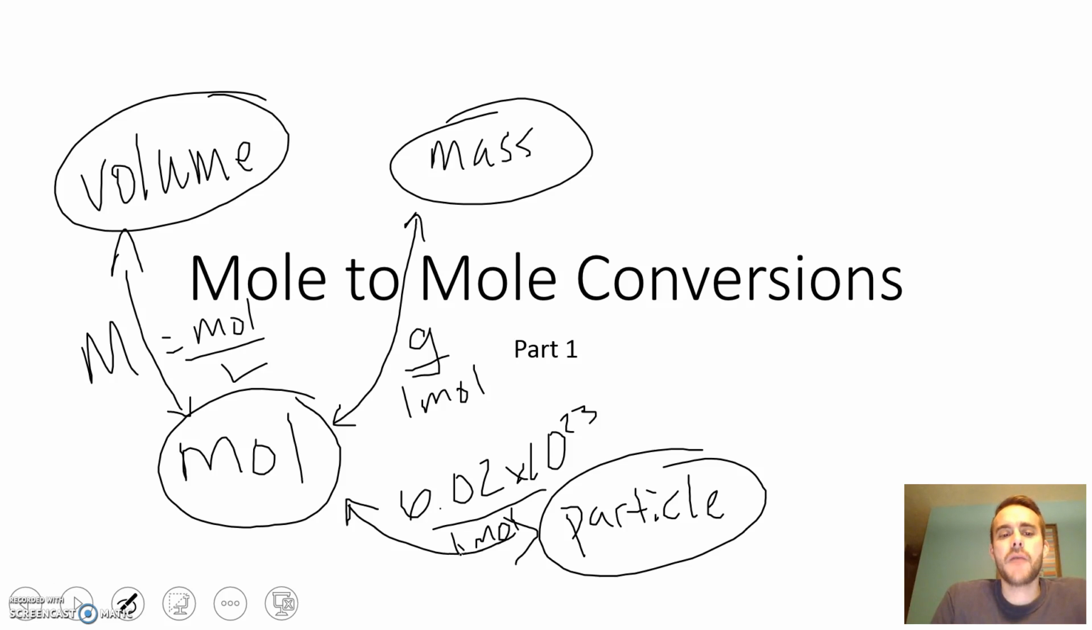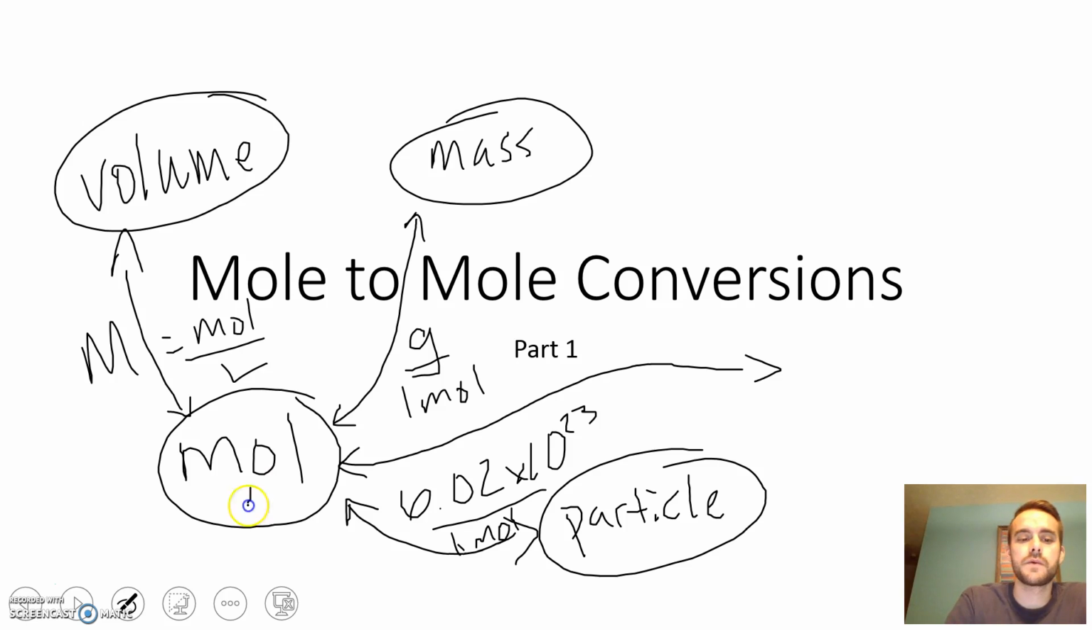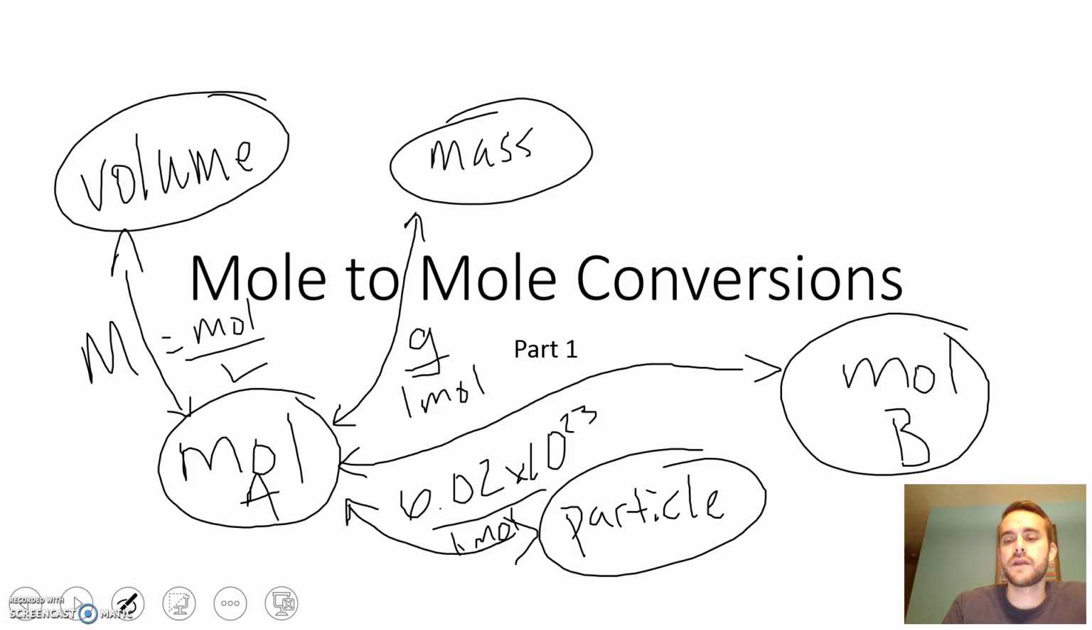So our map has always looked like that, but now I'm going to add another component. That's going to say, actually, you can switch between moles of substance A and moles of substance B within a reaction as long as you have a balanced equation. And then from there, you can find mass of that, you can find volume of that, and you can find the particles of that. Okay? So that's where we're going today.